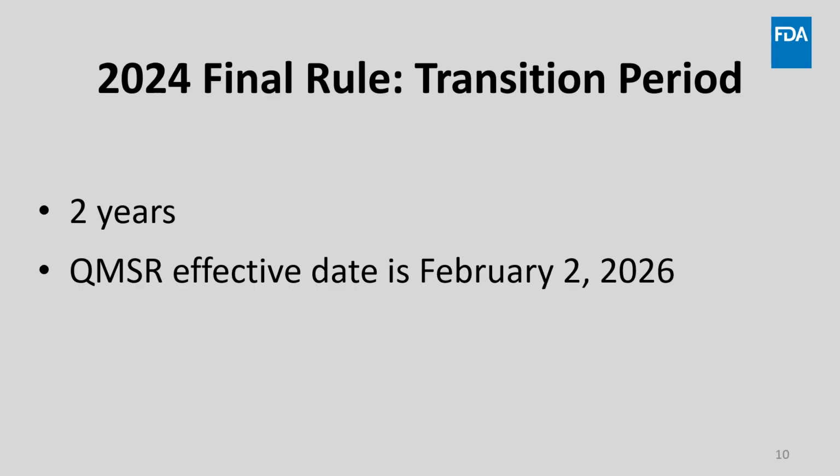The transition period from the 1996 Quality System Regulation to the 2024 Quality Management System Regulation is 2 years. The QMSR effective date is February 2nd, 2026. This means that all manufacturers that market medical devices in the U.S. must be compliant with the QMSR by February 2nd, 2026.